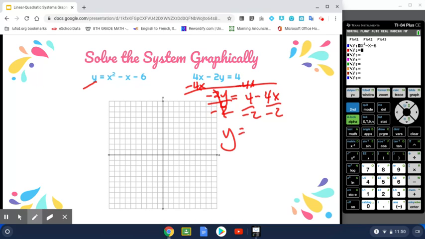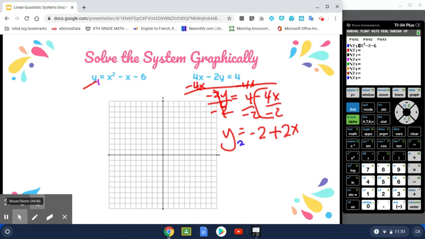So 4 divided by -2 is -2. -4, don't forget that's a -4, divided by -2 is +2. Bring that x down. Now it's in perfect form. So I'm going to plug this into y1, and I'm going to plug this into y2, and I'm going to look for my points of intersection. That's a really important skill.